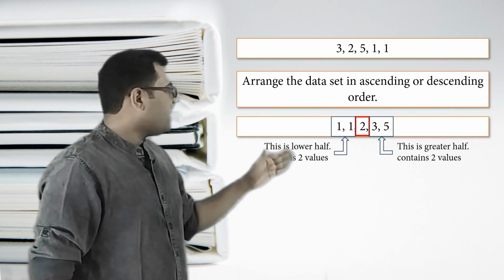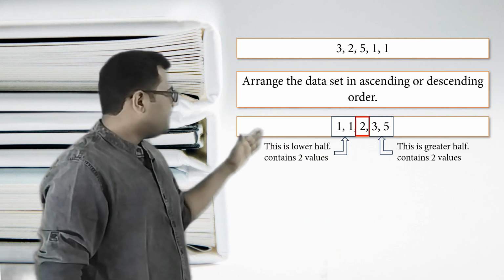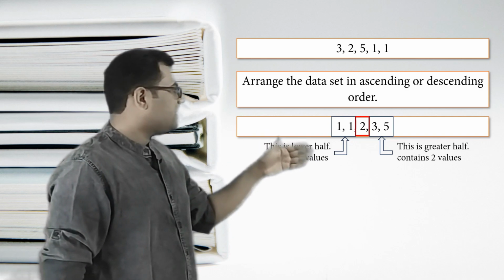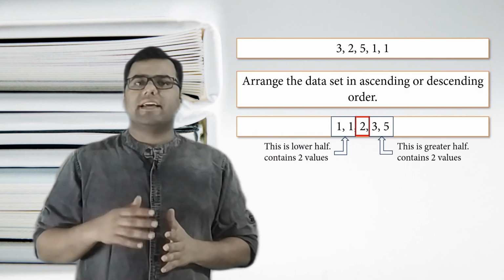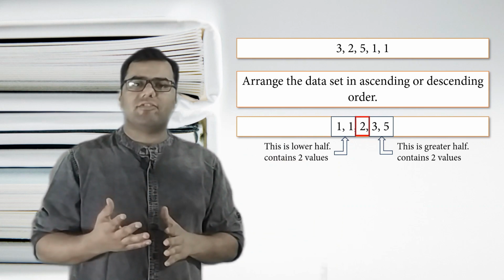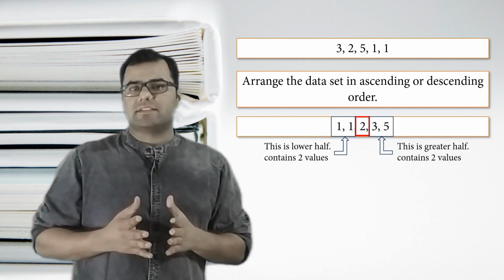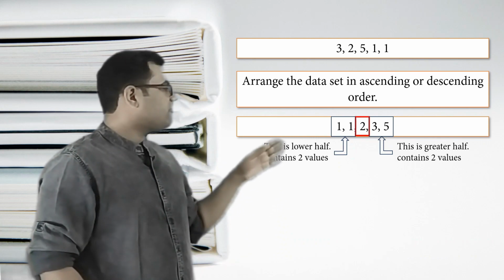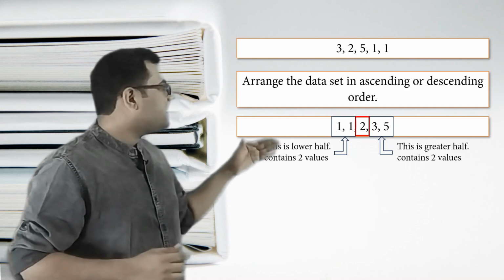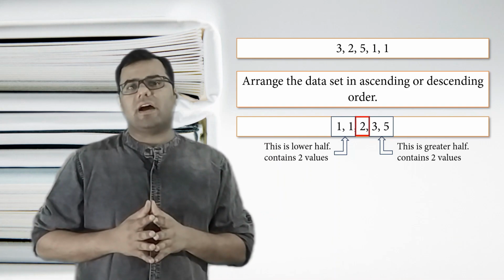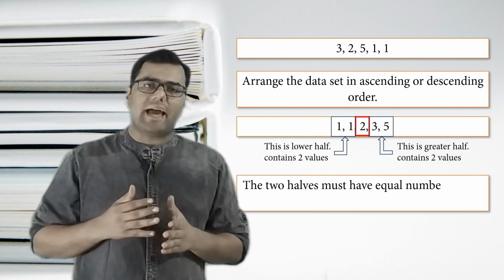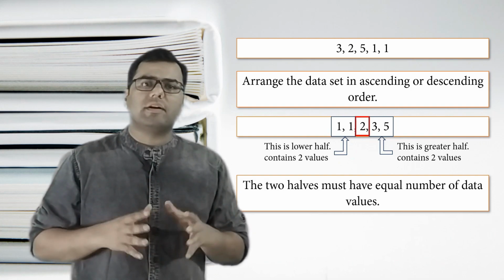1 and 1 are lower than the median value, however 3 and 5 are greater than our median, that is 2. 1 and 1 is one half and 3 and 5 is the other half. 1 and 1 is the lower half, while 3 and 5 is the greater half. So you see that the median here is bifurcating all of the data into 2 equal parts, and these 2 parts must have an equal number of data values.